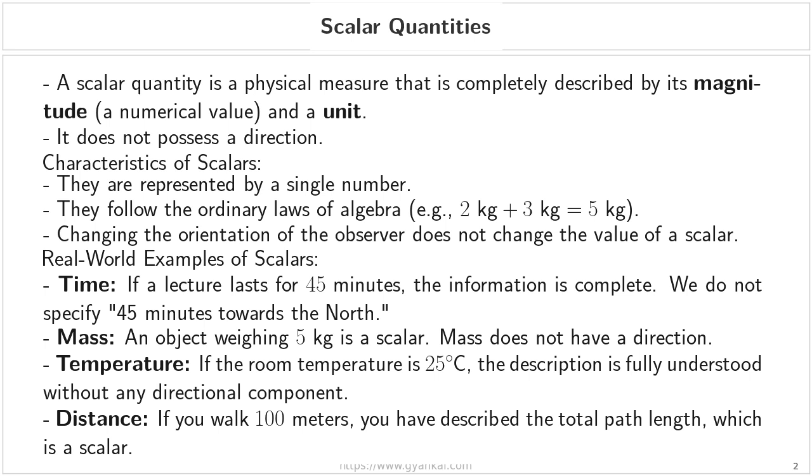Now that we've introduced the idea that physical quantities are categorized into two main groups, let's dive into the first group, scalar quantities. Now that we have a clear grasp of scalars, let's move on to the next slide to see how vector quantities differ by adding that crucial element of direction.